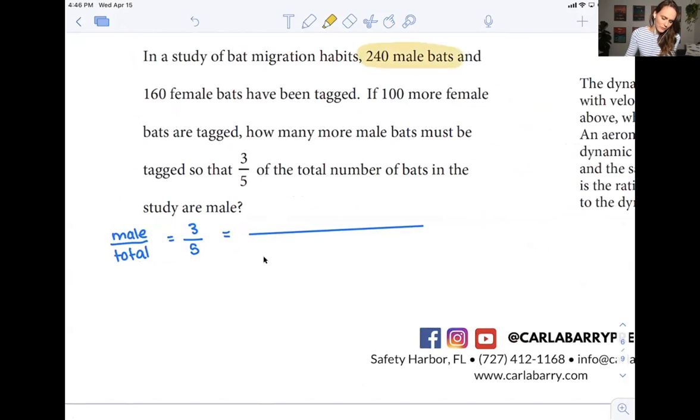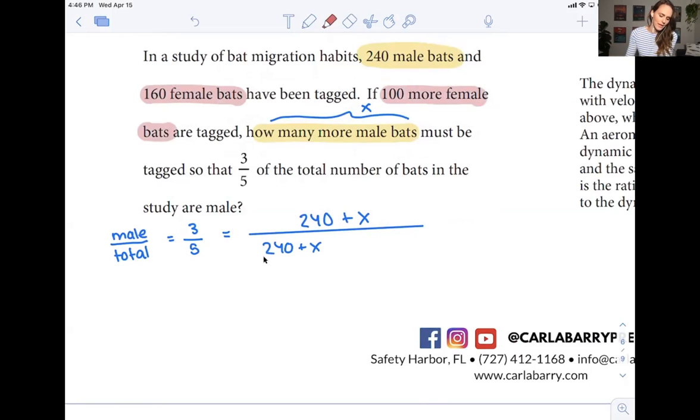So we have 240 male bats plus how many more male bats? So I'm just going to call this how many more x. So I have 240 plus x male bats. That 240 plus x will also be part of my total. And now I'm going to go find my female bats. So I have 160 female bats plus 100 more female bats. So I'm going to have 160 plus 100.